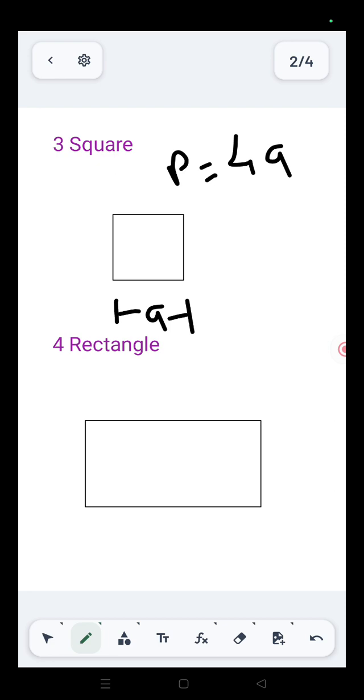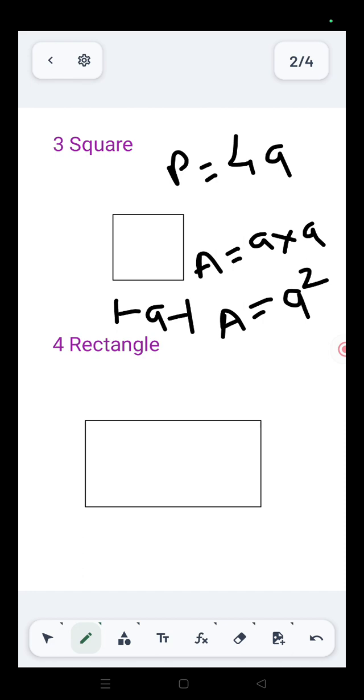Now the area of the square. What is the formula of the area of the square? The formula of the area of the square is side into side. Suppose the side is represented by small a, then a into a will be a square. So the formula of the area of a square is a square, where a is the side of the square. These are some general formulas of the perimeter and area of the square.